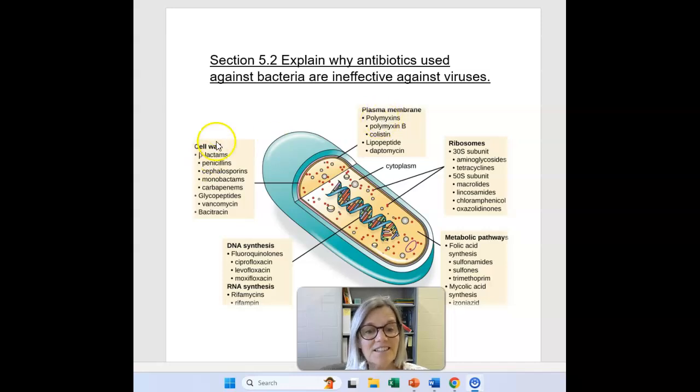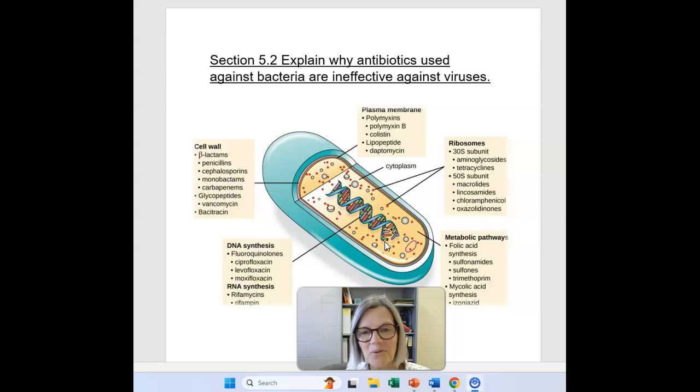But a virus doesn't have a cell wall. A virus doesn't have a plasma membrane. They don't have ribosomes. They need ribosomes because they need proteins made, but the ribosomes they use are the ribosomes of their host cell. They don't have their own. So they need certain metabolic pathways. They need DNA and RNA synthesis, but they depend on their host cell. So you would have to kill your host cells in order to kill the virus.